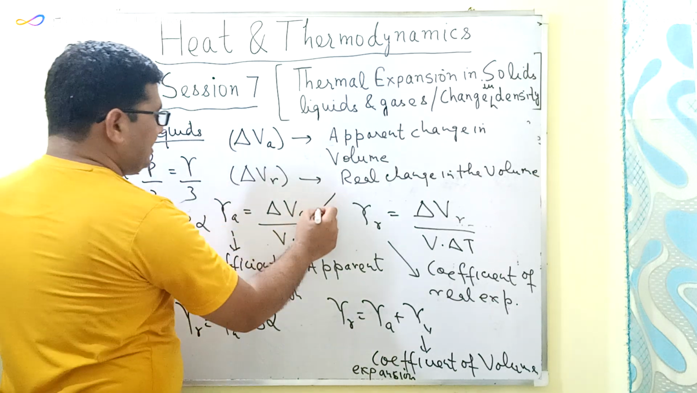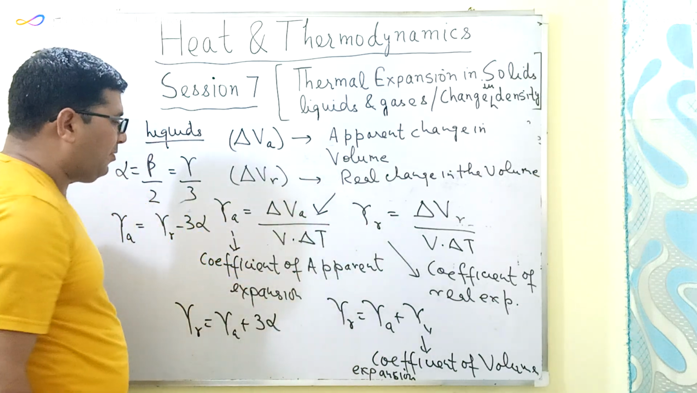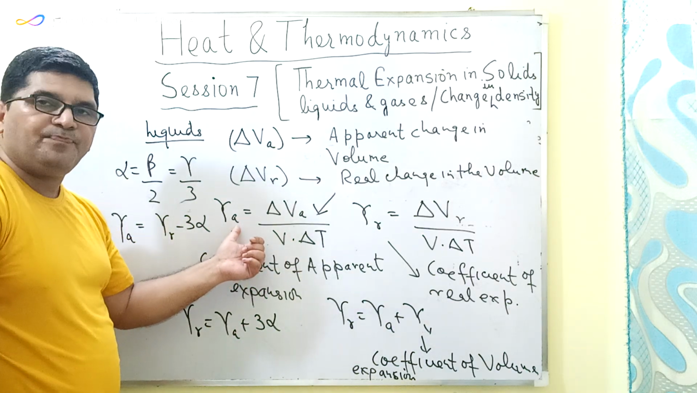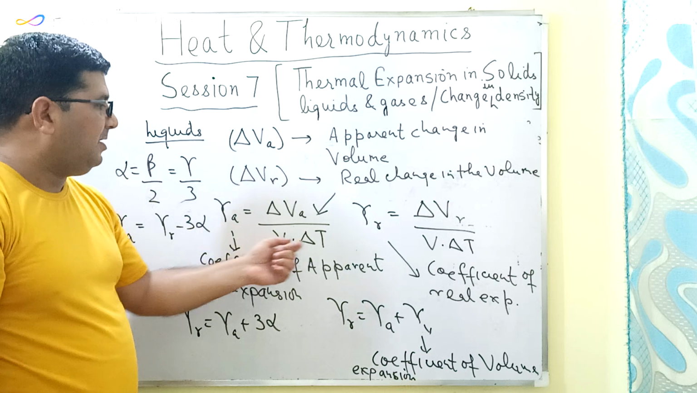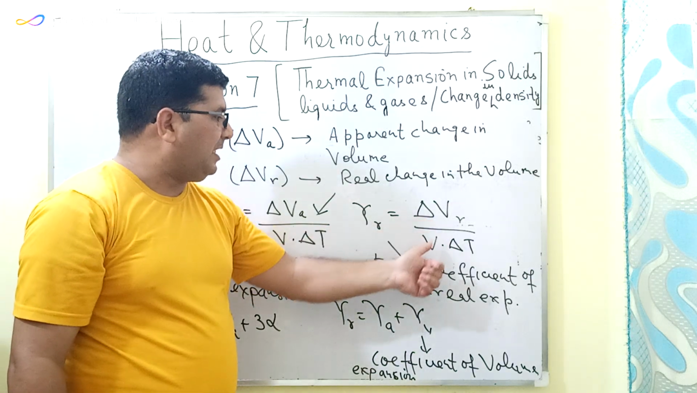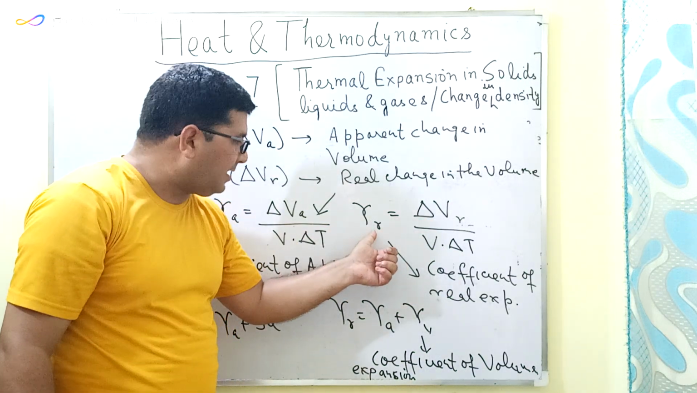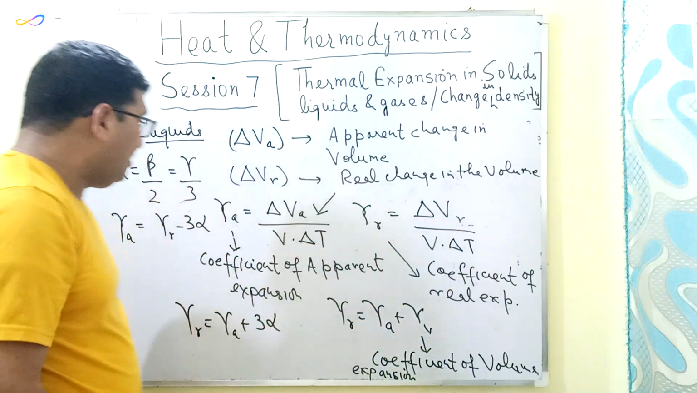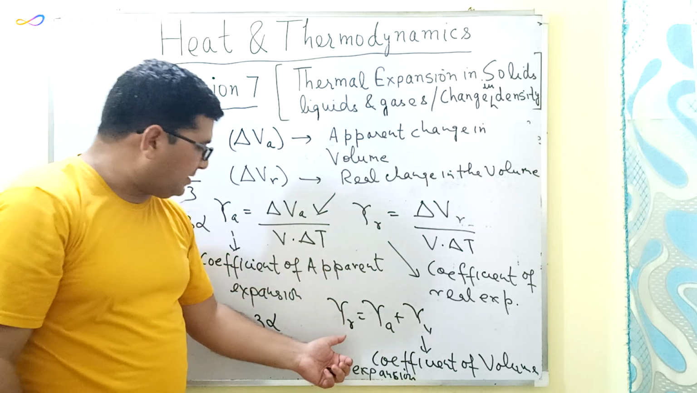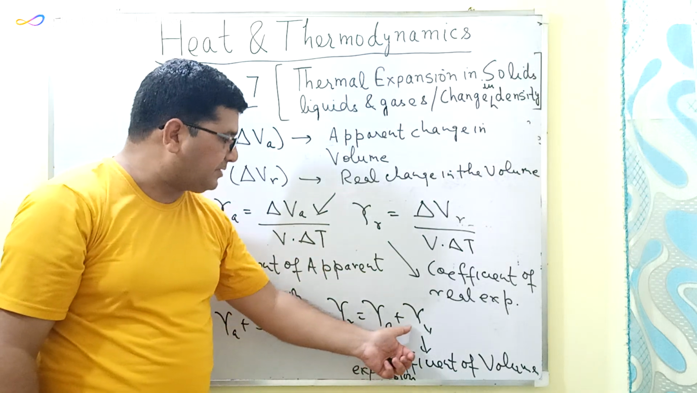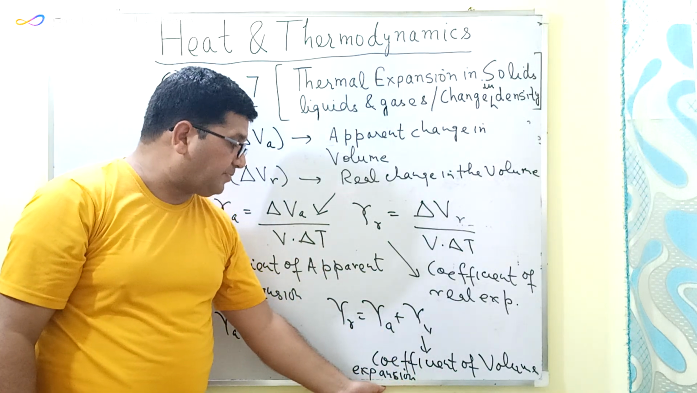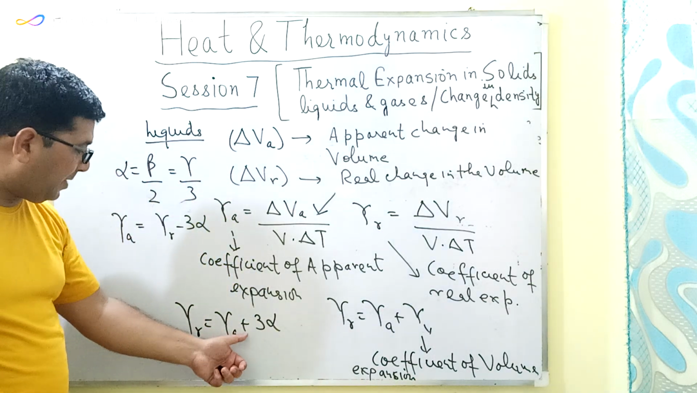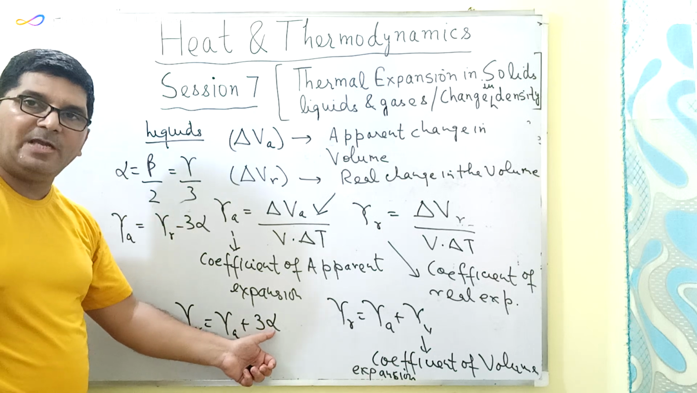And these two are defined by these two relations: gamma A is equal to delta VA upon V into delta T, where gamma A is the coefficient of apparent expansion, and gamma R is equal to delta VR upon V into delta T, where gamma R is the coefficient of real expansion. And these two are related to each other by this equation, gamma R is equal to gamma A plus gamma V, where gamma V is the coefficient of volume expansion. And this can also be written as gamma R is equal to gamma A plus 3 times alpha.